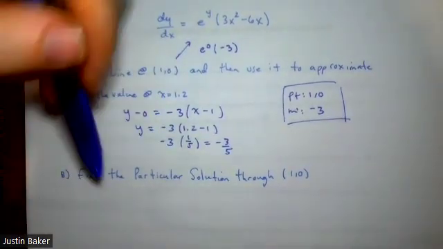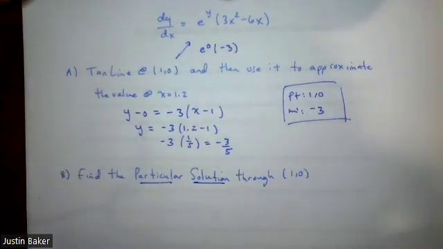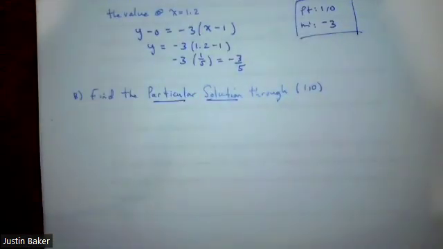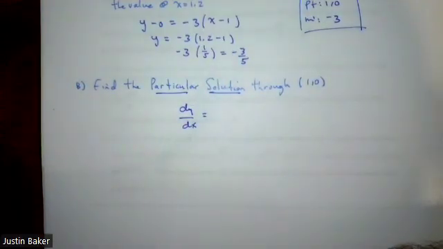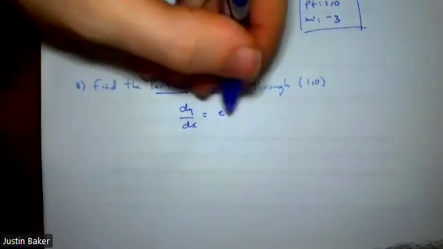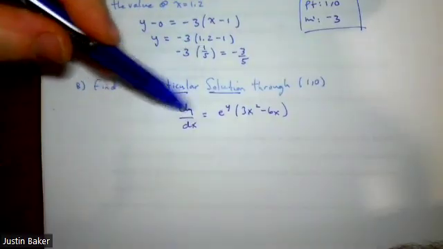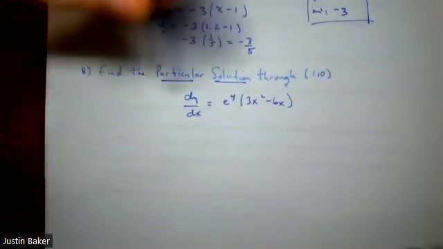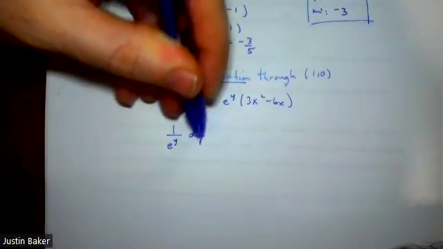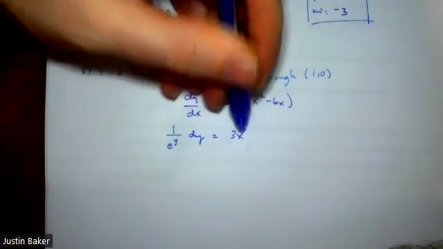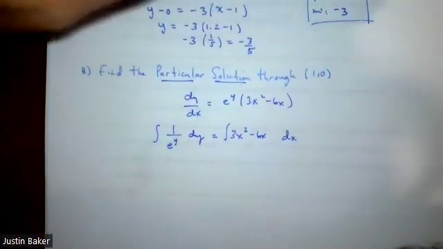For part B, we're finding the particular solution. Anytime you hear that wording, that's our separation of variables. So let me copy it down. We have dy/dx is equal to e to the y times (3x squared minus 6x). Okay, so we got to get the y terms to the left. Hopefully that makes sense to say. This would be 1 over e to the y dy is equal to (3x squared minus 6x) dx. And we want to integrate both sides.